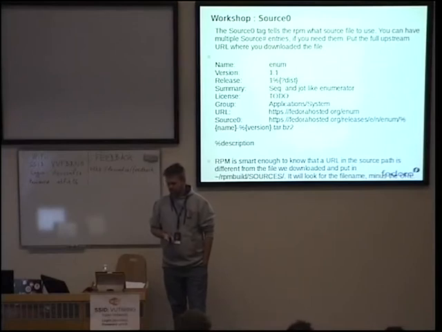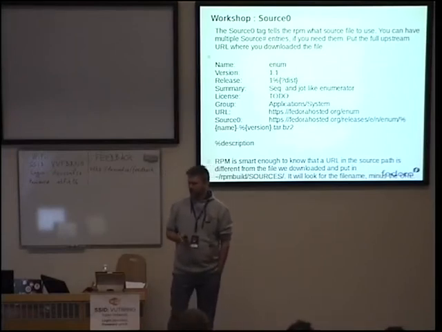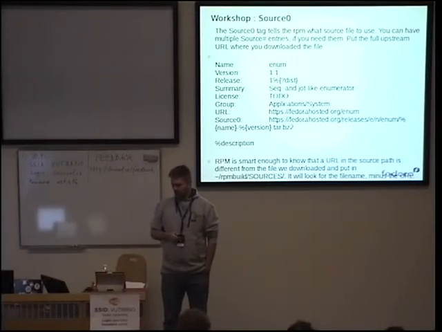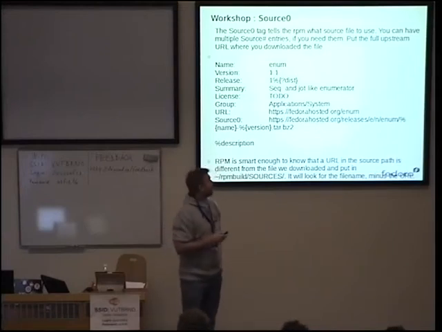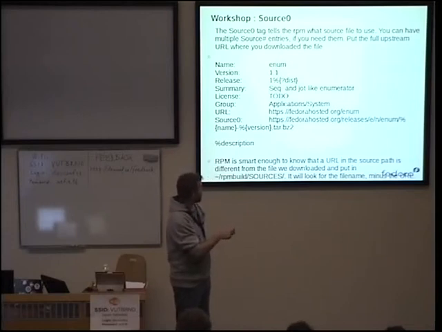Source0. This tag tells us what source file to use. You can put there the address where you can download that source file, and RPM is smart enough to ignore the first part and will just take the base part. So it will take this file and check if it is located in rpmbuild/SOURCES and use that file.